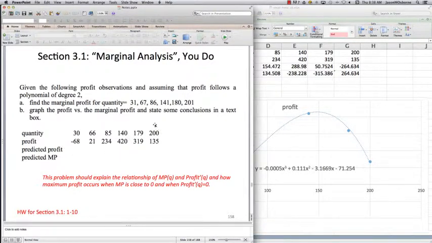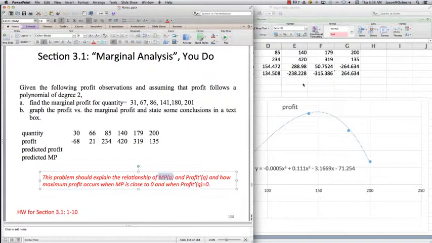The point of this problem was to take this data and fit it with a profit function in Excel, and then use that profit function to create a predicted profit row and a marginal profit row in Excel, and then to observe the relationship with the marginal profit, and also to add a derivative of the profit row and see how those matched up with where the maximum profit occurred.